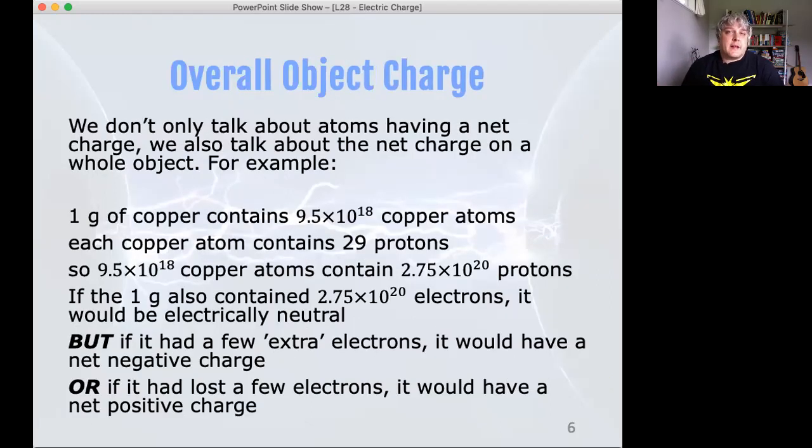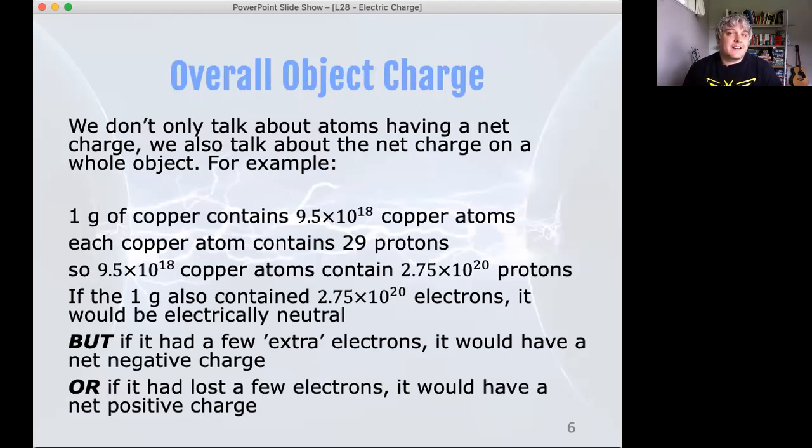We don't just talk about atoms. As I've said, we have talked about atoms, we've got ions, we've got that concept, but we talk about net charge on whole objects. For example, a 1 gram sample of copper contains 9.5 times 10 to the 18 copper atoms.